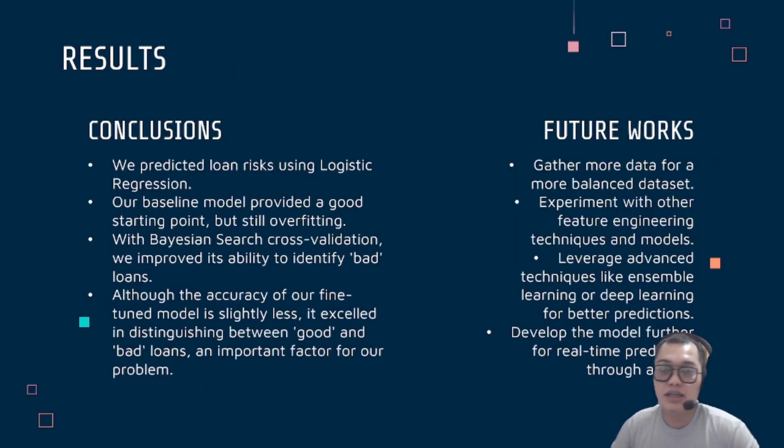All right, the conclusions. We predicted loan risk using logistic regression. Our baseline model provided a good starting point, but is still overfitting. I think it's a good start though. With Bayesian search cross validation, we improved its ability to identify bad loans. Although the accuracy of our fine-tuned model is slightly less, it excels in distinguishing between good and bad loans, and that's an important factor for our problem. For future work, we can gather more data for a more balanced dataset.